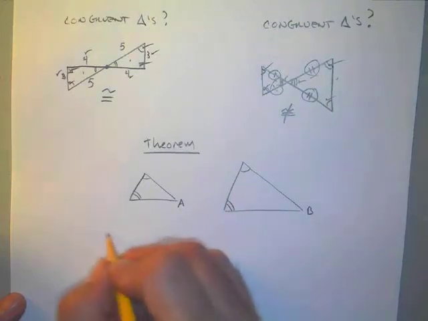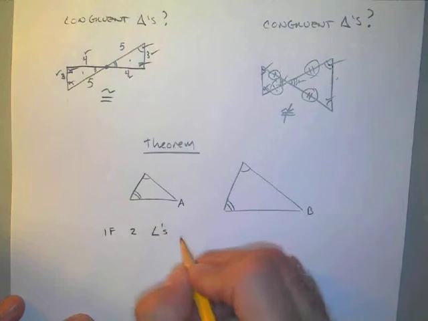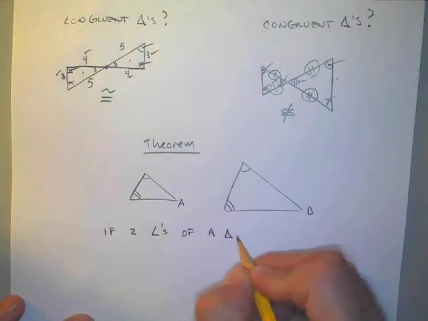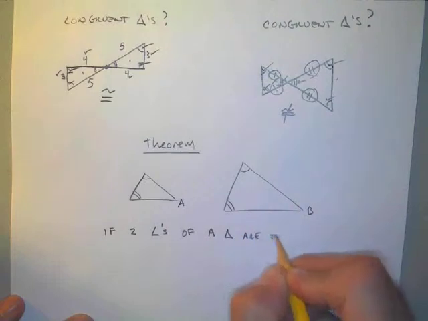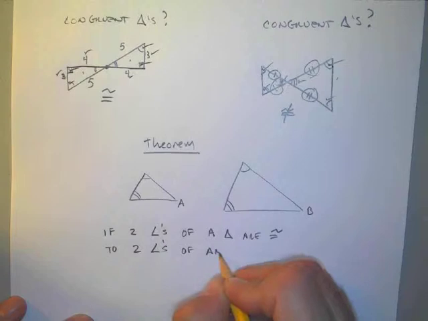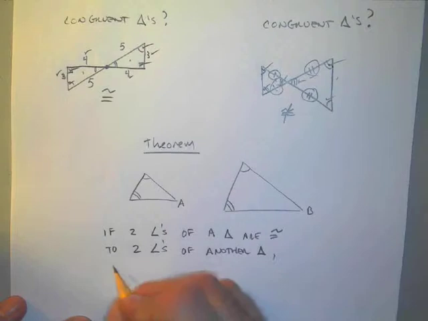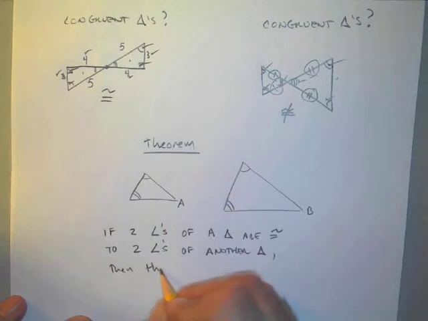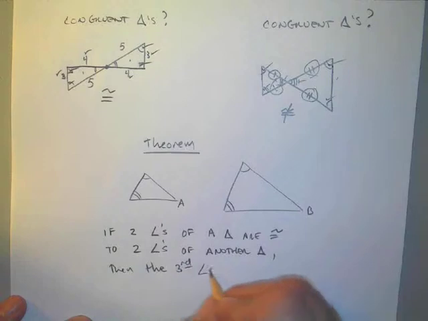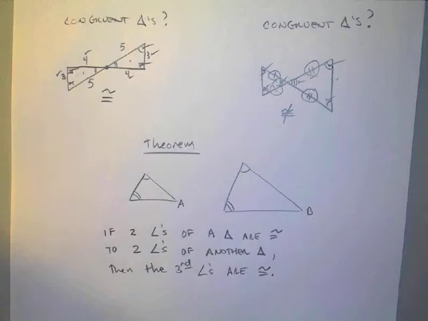So the theorem goes like this. If two angles of a triangle are congruent to two angles of another triangle, then the third angles are also congruent.